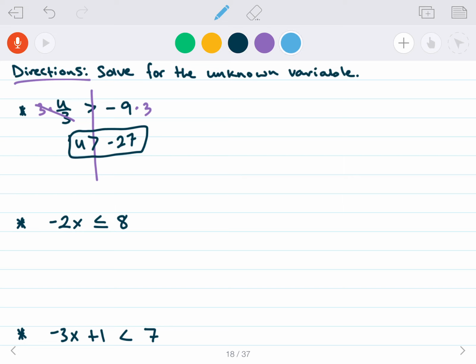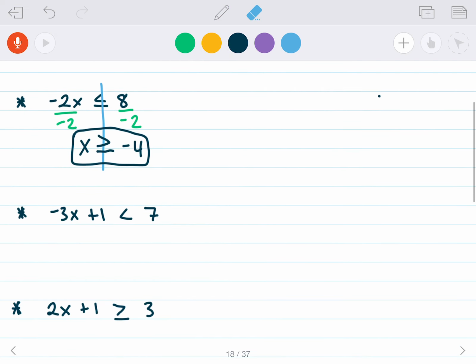Let's go to the next one. We have negative 2x is less than or equal to 8. Now, how do I get rid of the negative 2 being multiplied by the x on the left? I need to divide both sides by negative 2. And at this point, you should say, whoa, I'm dividing by a negative. I need to flip the sign. So let's go ahead and flip this the other way so that the point is going in the opposite direction. Now, negative 2 divided by negative 2 is a positive 1, giving me x by itself, which is what I wanted. 8 divided by negative 2 is a negative 4. And so that is my answer right here. x is greater than or equal to negative 4.